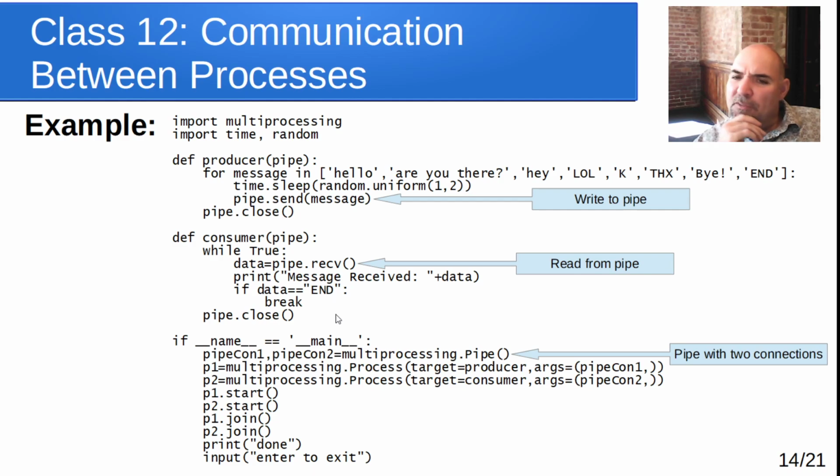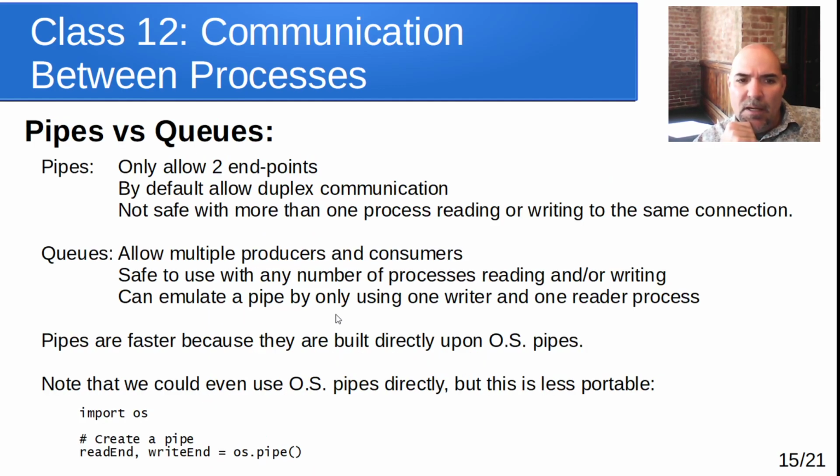Now, we could also have done this with a queue. So what's the advantage of using a pipe here? So let's look at what the difference is. Pipes only allow two endpoints. We can have a write end and a read end, or you can say connection 1, connection 2. By default, they allow duplex communication, meaning it can be two-directional in Python, but they're not safe if we're going to use them with more than one process reading or writing to the same connection. In other words, they're only designed to be point to point.